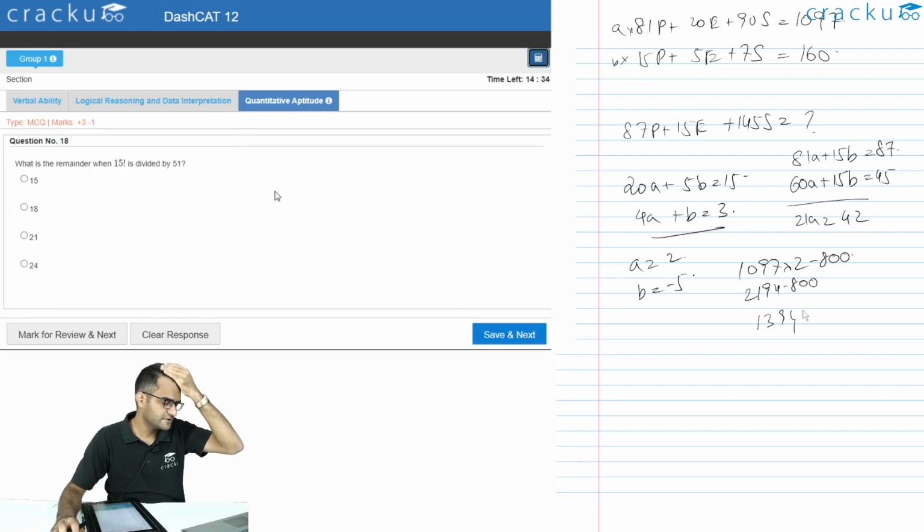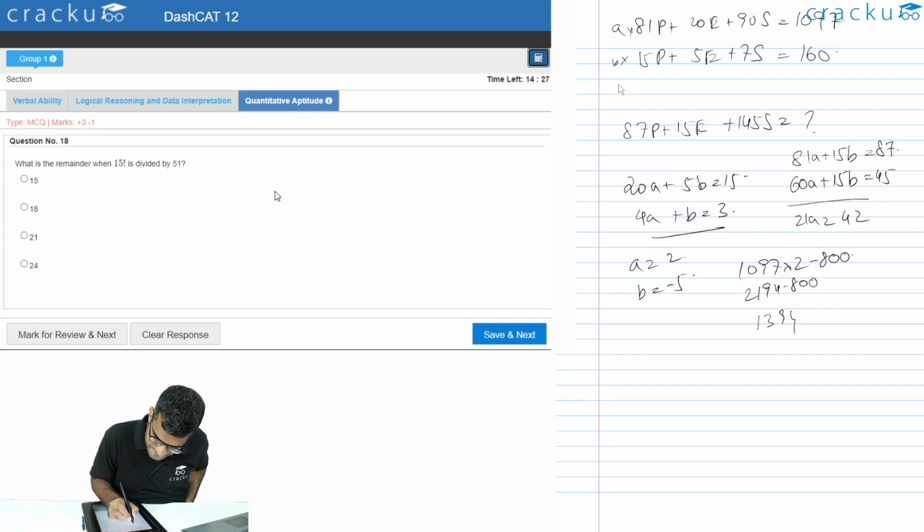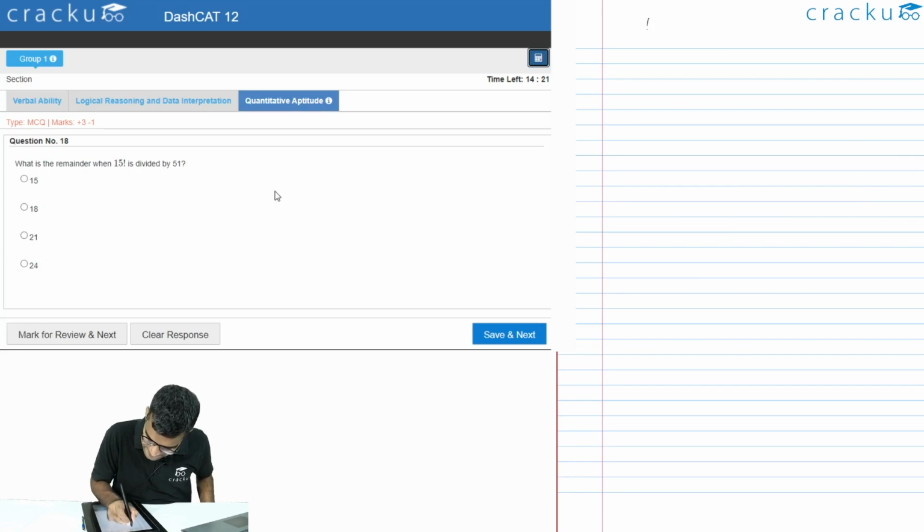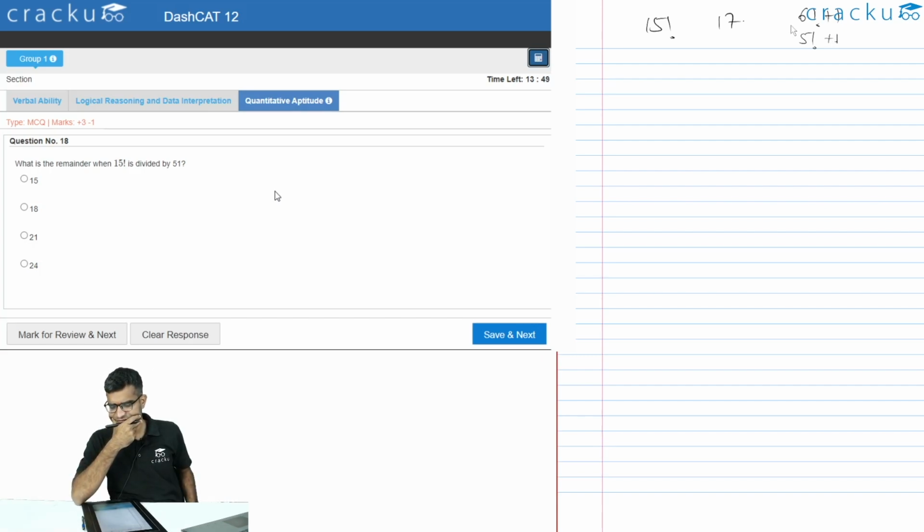And 15 factorial is divided by 51. Again, it's slightly paper. 15 factorial. Okay. This has to be Wilson's theorem. What is 15 factorial divided by 17? I don't remember Wilson's theorem actually. I think 6 factorial plus 1 is divisible by 7. So, 5 factorial plus 1 will leave a remainder of 16, right? Yeah.